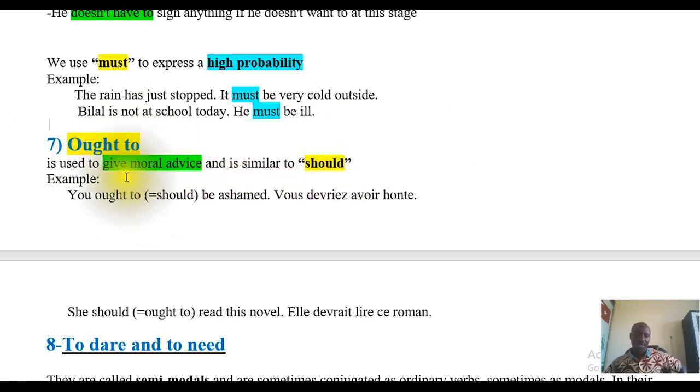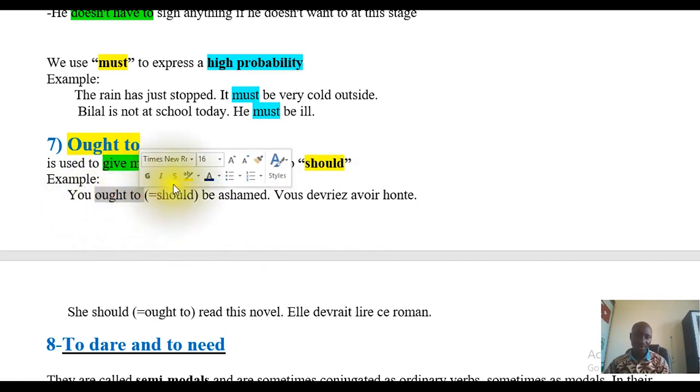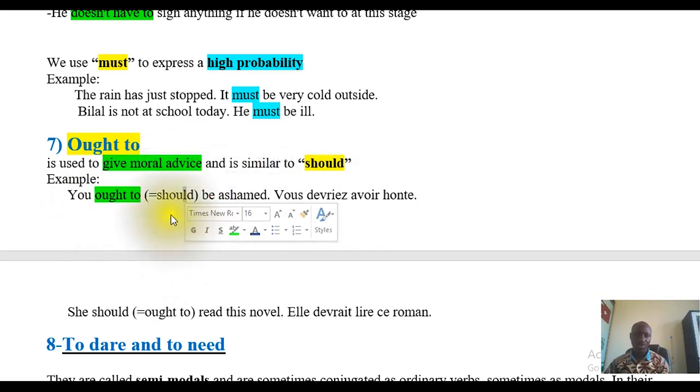Example: you ought to be ashamed, or you should be ashamed. It is the same here.